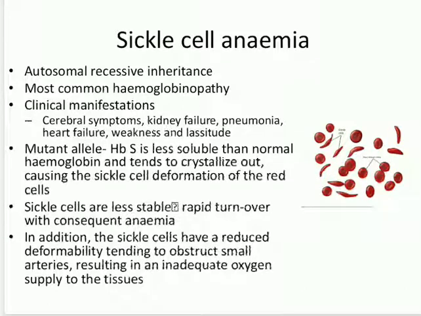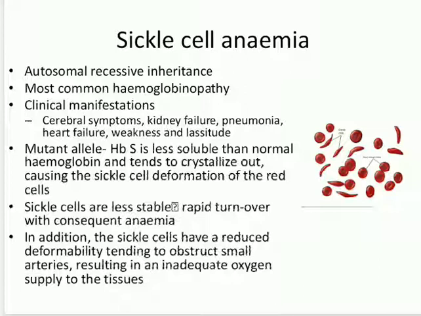Sickle cell anemia is an autosomal recessive trait. It's the most common hemoglobinopathy. The clinical manifestations are cerebral symptoms, kidney failure, pneumonia, heart failure, weakness, and lassitude. And the mutant allele is HBS.